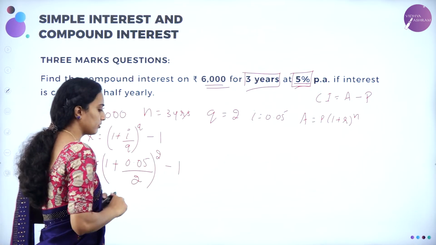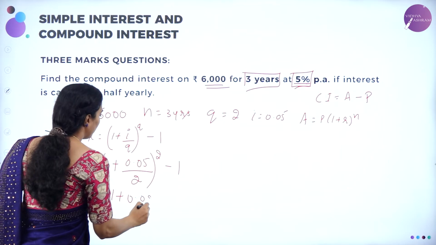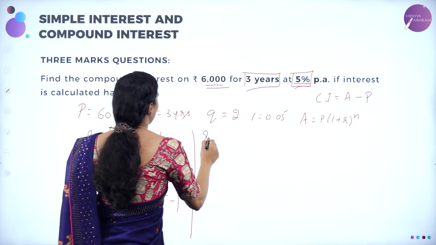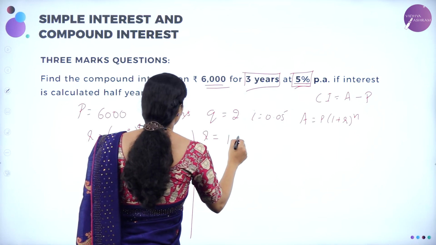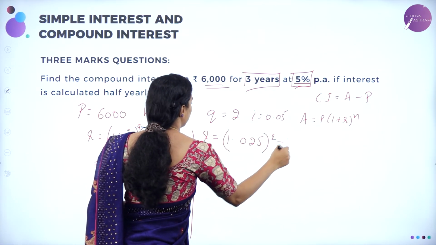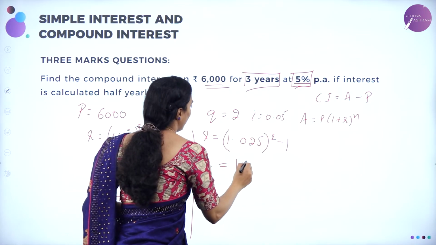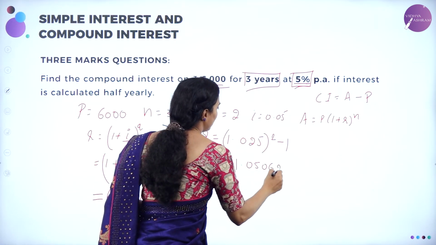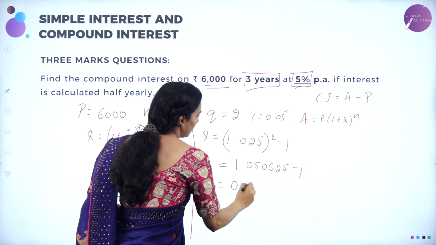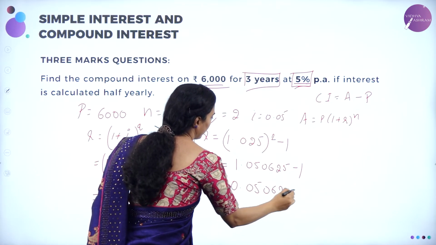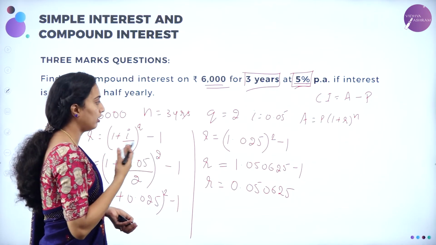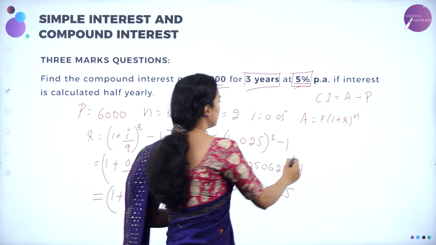Let me calculate this. 1 plus 0.025 whole squared minus 1, which is R is equal to 1.025 whole squared minus 1, which is equal to 1.050625 minus 1. So R is equal to 0.050625. So this is your answer. Now you need to calculate this one by using R. So let me use it here itself.